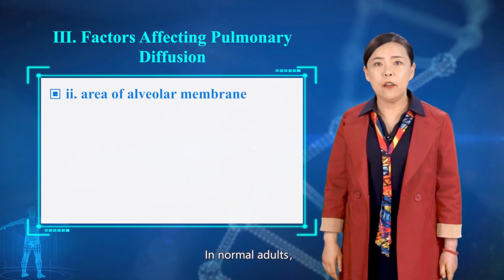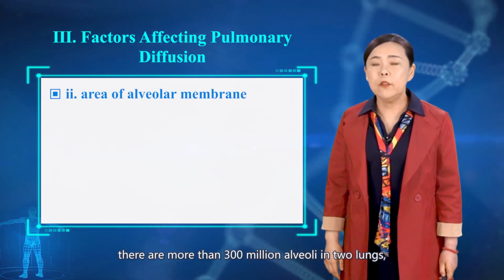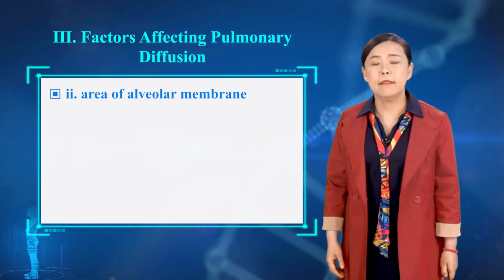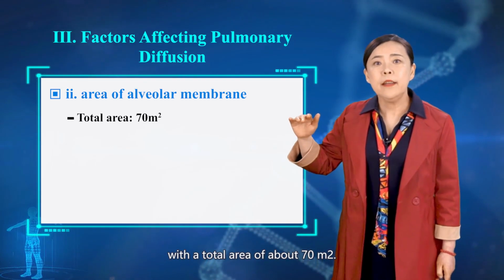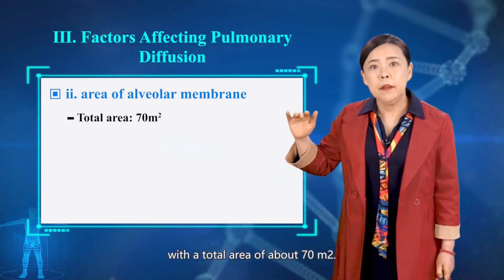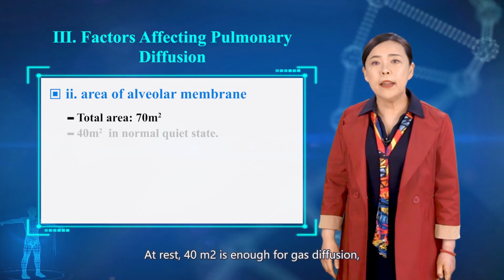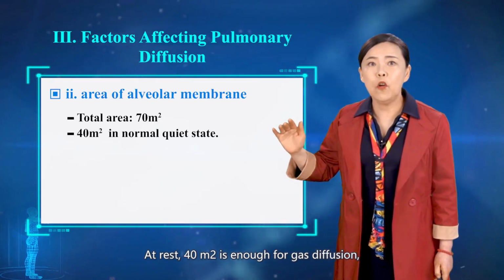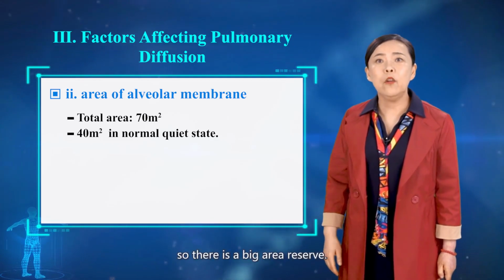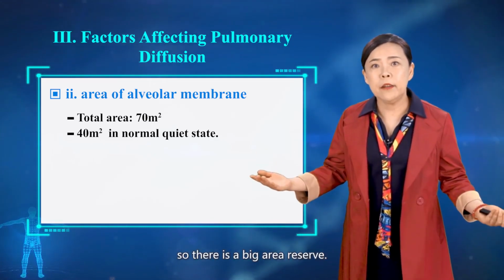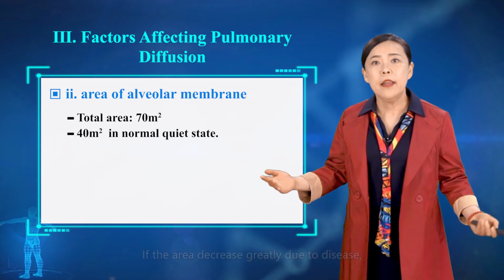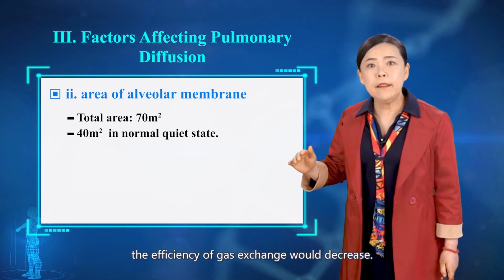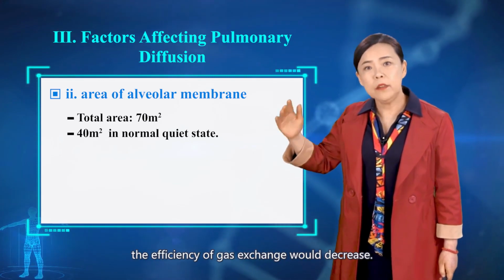In normal adults, there are more than 300 million alveoli in both lungs. The total area is about 70 square meters. At rest, 40 square meters is enough for gas exchange, so there is a big area reserve. If the area decreases greatly, the efficiency of gas exchange would decrease.